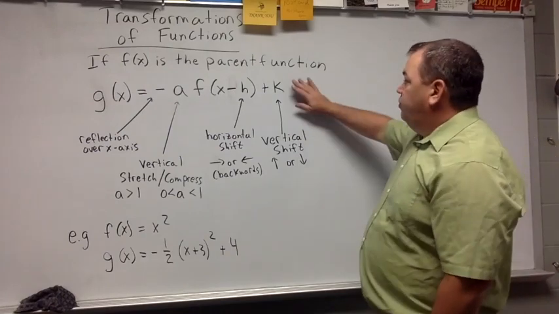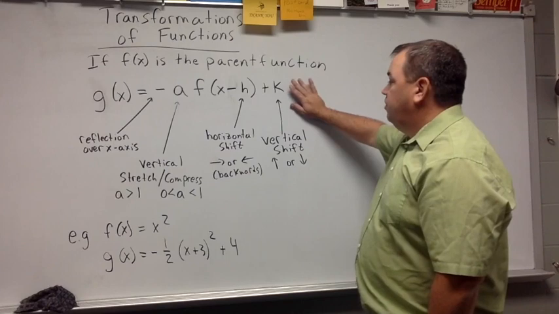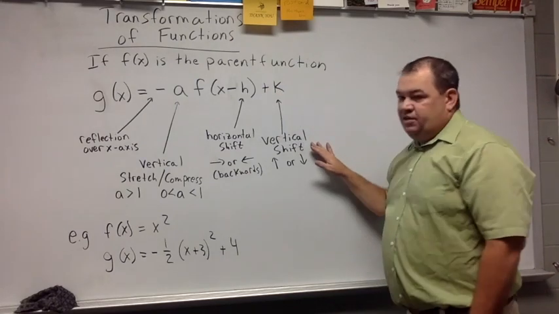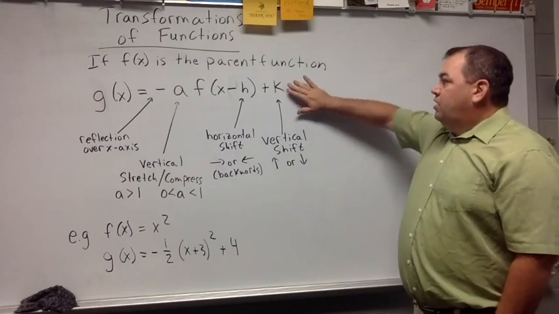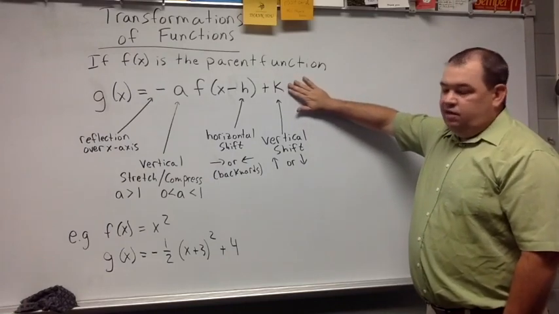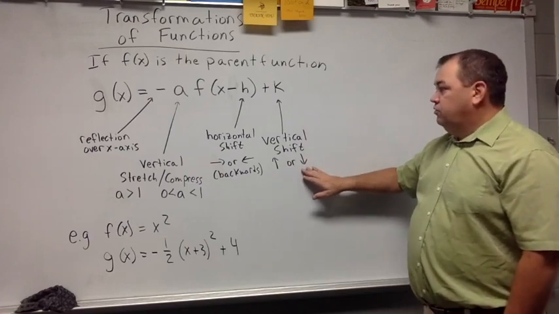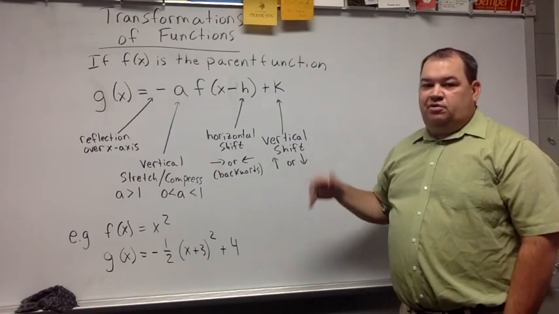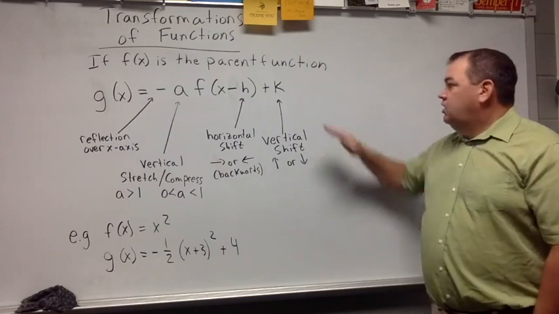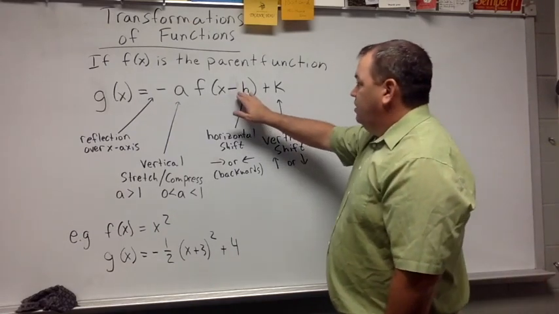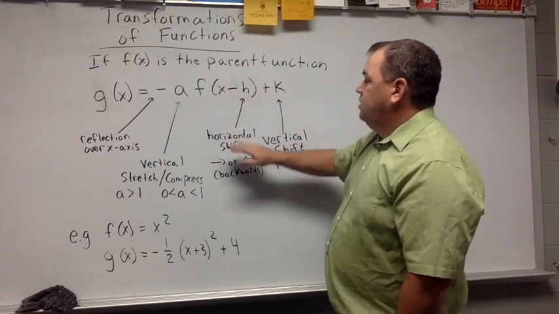So I'm going to start with the shifts. There are two shifts we talk about. There's a vertical shift and a horizontal shift. A vertical shift is an up and down. So if we have a plus number on the outside, it moves it up. If we have a minus number, it moves it down. Plus 7 moves it up 7. Minus 2 moves it down 2. That's the outside number.